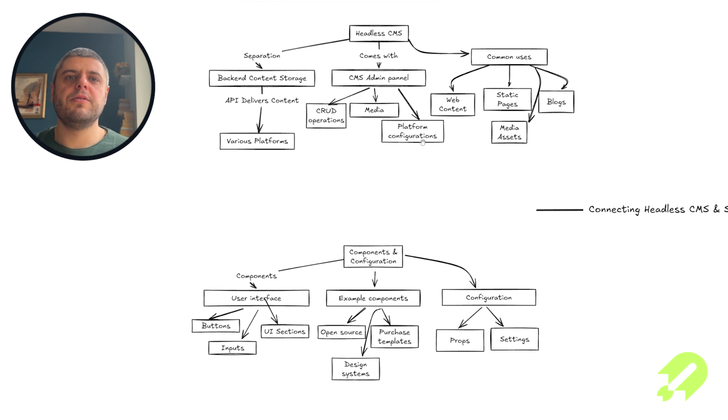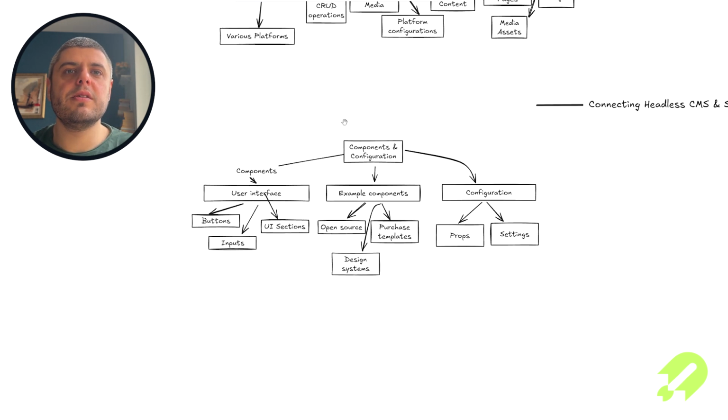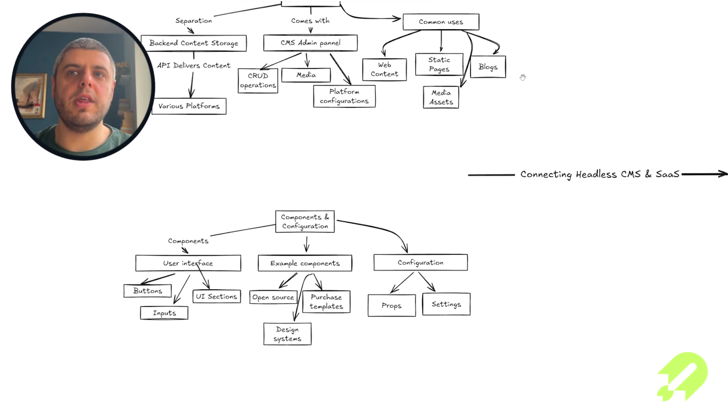So now that we have this understanding of Headless CMS, which provides data in any type of format, and we understand how components are the building blocks of your SaaS platform, or any platform actually using modern frameworks, and we know that configurations are values that you can pass to your components via props or settings. Now we are ready to understand how we can connect Headless CMS with your SaaS and actually go beyond some of the common use cases that Headless CMS is used for. So here is where the magic happens.